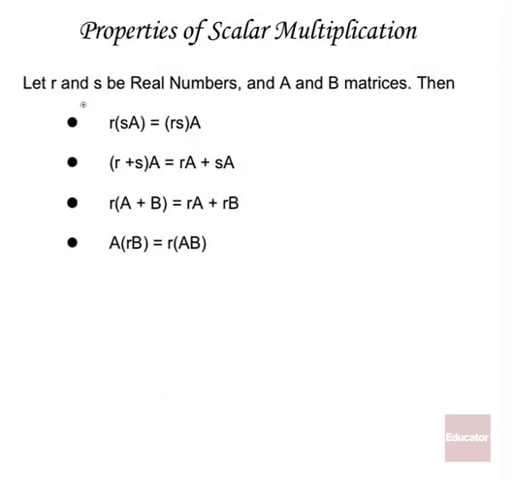Scalar multiplication. R and S are real numbers, A and B are matrices. R times SA equals RS times A. R plus S times A equals RA plus SA, distribution. Same thing the other way around, R times A plus B matrices, RA plus RB. And A times RB quantity is equal to R times AB quantity. I've covered a lot of properties, but again, most of them are the same, only a couple of subtle differences.